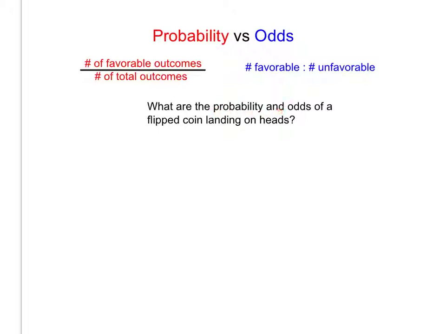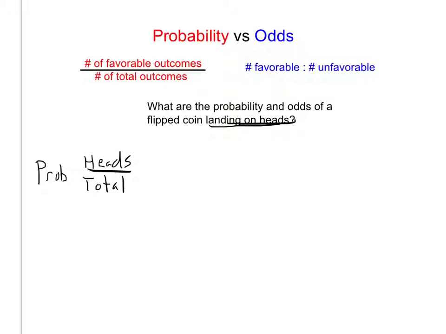What are the probability and the odds of a flipped coin landing on heads? Well, the probability of a flipped coin landing on heads, the number of favorable outcomes. Favorable outcomes are what they're asking you about. They're asking you about the probability of it landing on heads. So the probability is the number of times it could land on heads over the total number of outcomes.